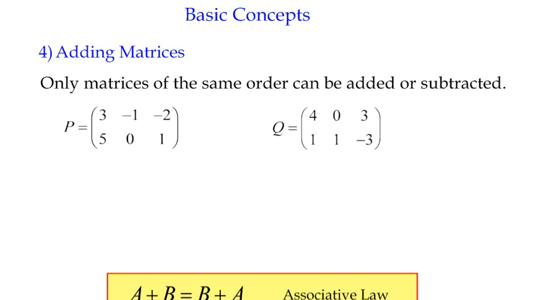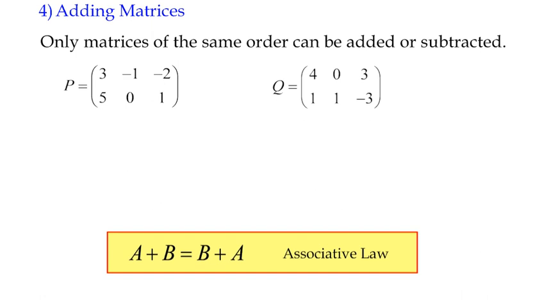Zooming on here, first type of arithmetical operation, addition. We can add the elements in 2 matrices as long as and only when the order of the matrices is the same. So matrix P here has got 2 rows and 3 columns, so that's a 2 by 3 matrix. Matrix Q has 2 rows and 3 columns, so it's a 2 by 3 matrix, and because the order is the same, then we can add them.